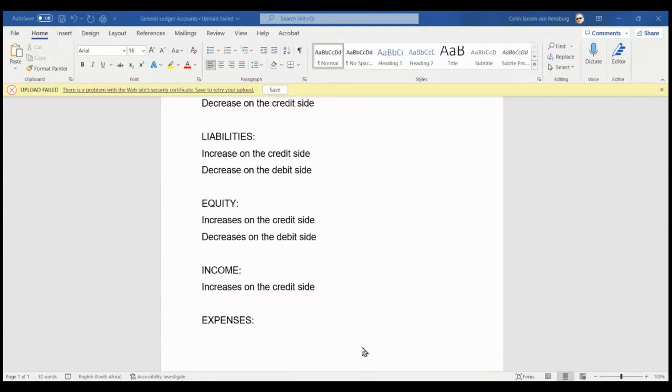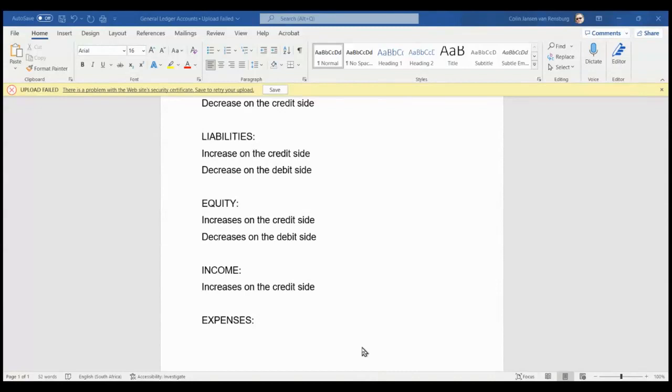Okay, so does that make sense now? Why income increases on the credit side? Because normally, when you generate income, such as sales, you get some sort of an asset in return. If it's a cash sale, the asset that you get in return is cash. If it's a credit sale, the asset that you get in exchange for that sale is your accounts receivable balance or your debtors balance. In other words, the fact that the debtor, the customer, owes you the money.